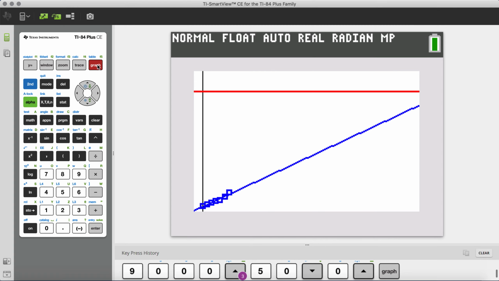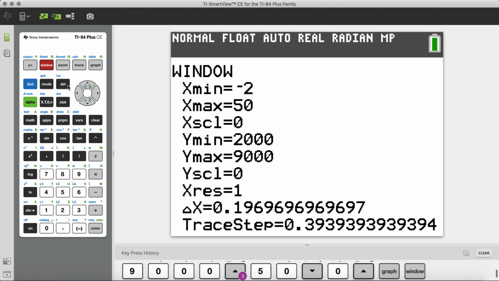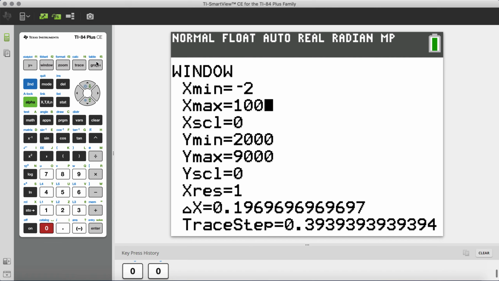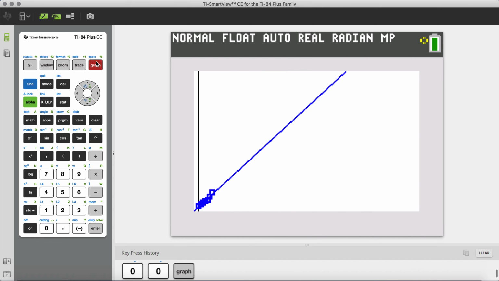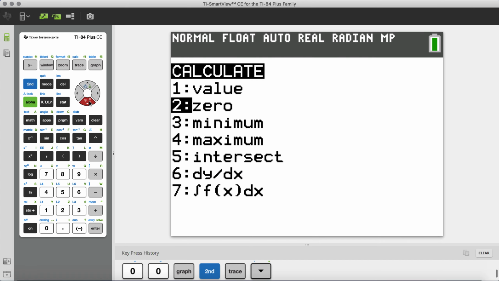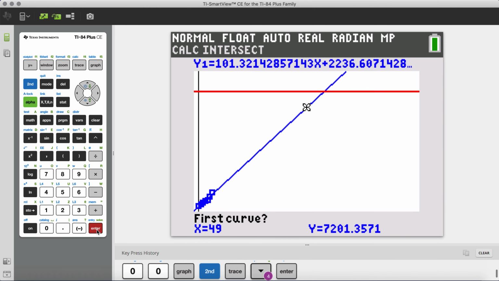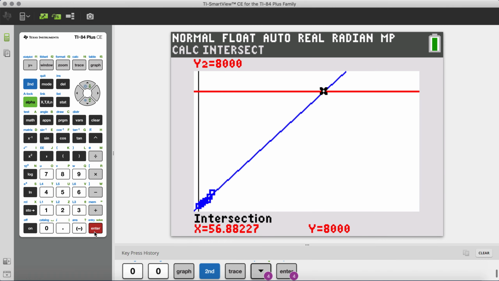So I didn't quite make it, right? That means we just need to pop out the window a little bit more. So instead of 50, let's go to 100. It might be overkill, but that's okay. We should definitely see it now. There it is. Awesome. So now we can click second trace. We need to find that intersection to find the answer. Intersection, second curve, enter, boom.